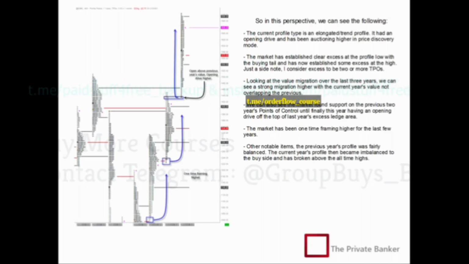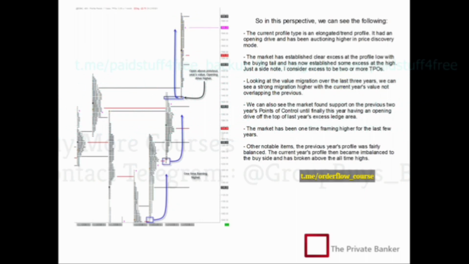Really what we're seeing here is this complete rejection of our previous profile. Not only that, but we're seeing a very long elongated profile compared to what we had previously. So very important piece of information, just that alone. Not only that, but this was our previous swing high here, which was a balanced profile, and we don't see really any balance being shown in this current profile.